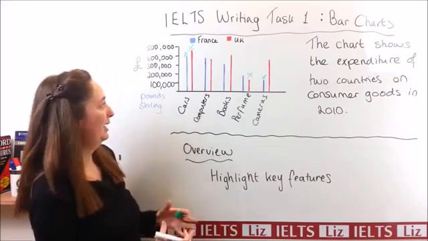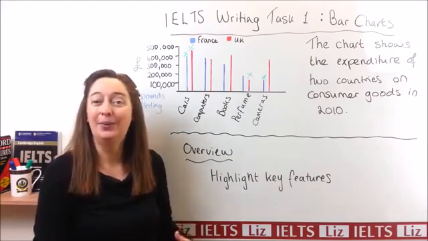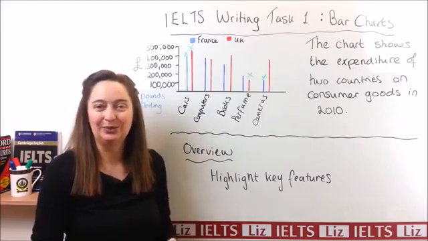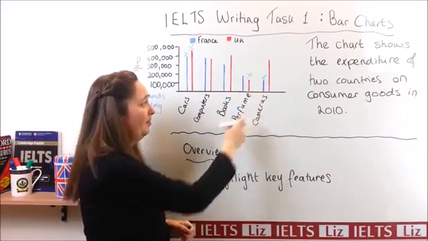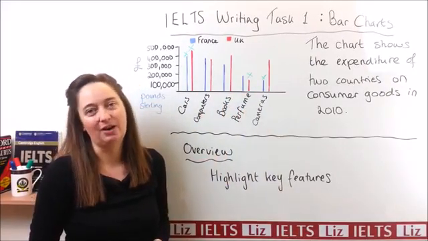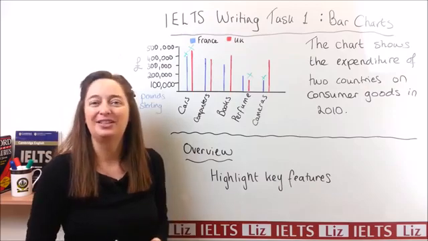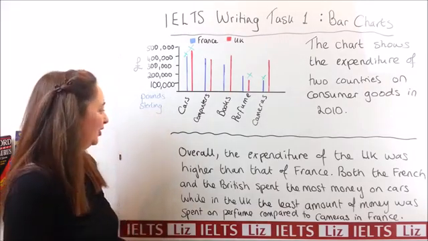Can you see more red or more blue? So which country spent more money in total on the consumer goods? And you can see that obviously there is more red. So the UK spent more money than France. So let's write the overview. And here we've got the overview. So let's have a look.